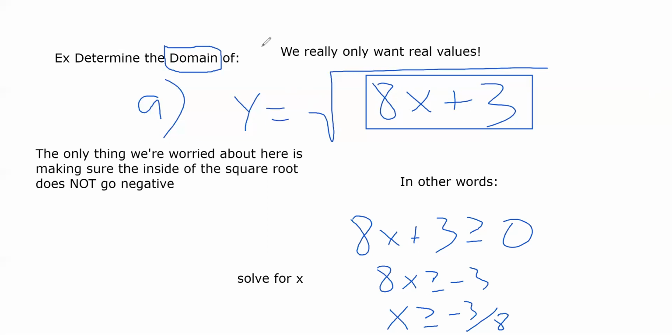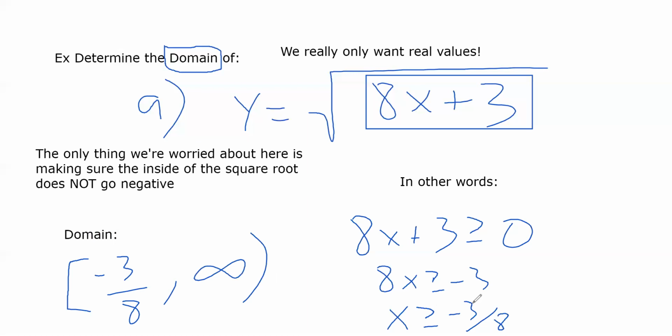And so the domain for this particular one can be written, if you want to use interval notation, and that's usually going to be the case. So it can go as low as negative 3/8, and it can actually be negative 3/8. So we'll use a bracket, and then it can go on to infinity.